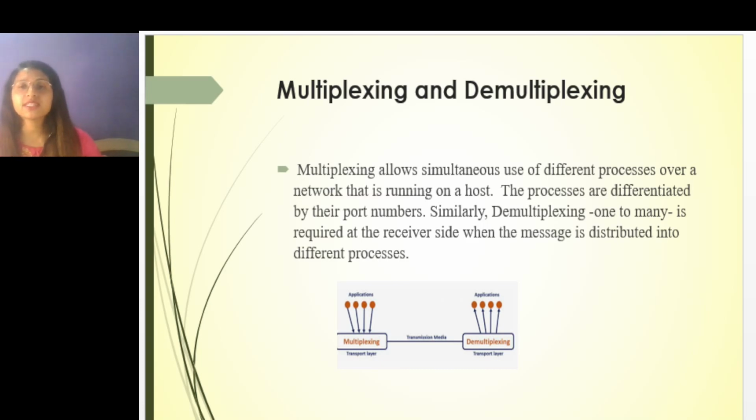So the transport layer is responsible for multiplexing and demultiplexing. For various processes, it is not going to use separate paths. The path will be the same, but only after reaching the receiver, it will be given to the appropriate process. So that is the concept of multiplexing and demultiplexing.